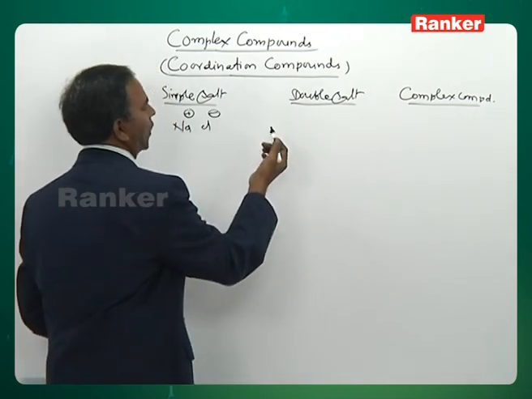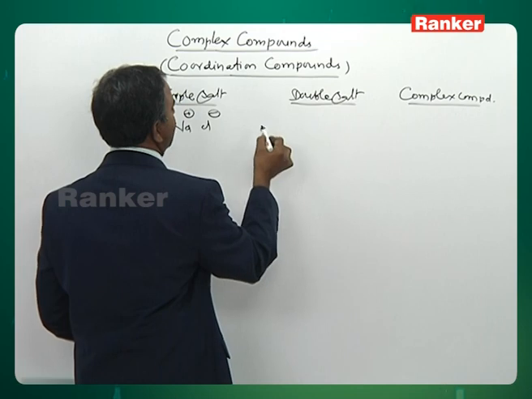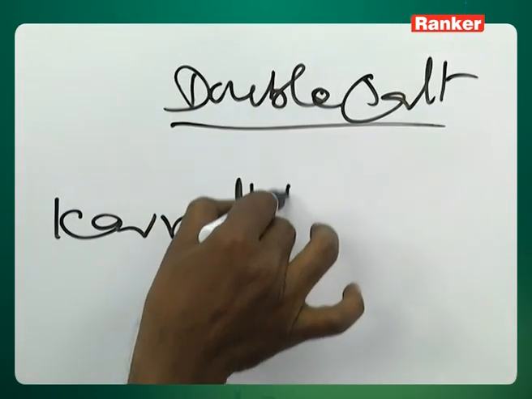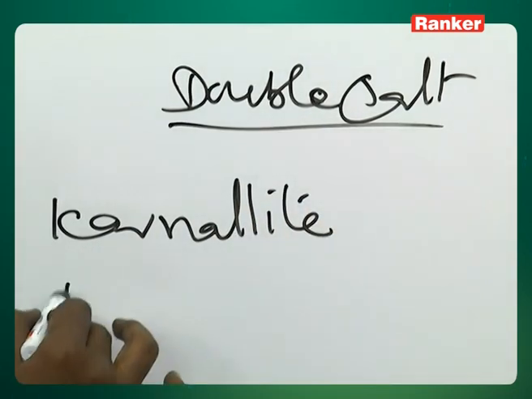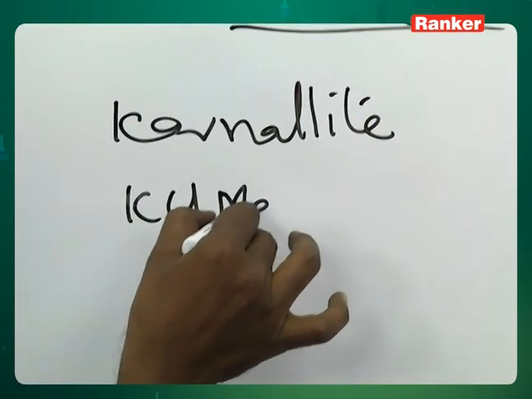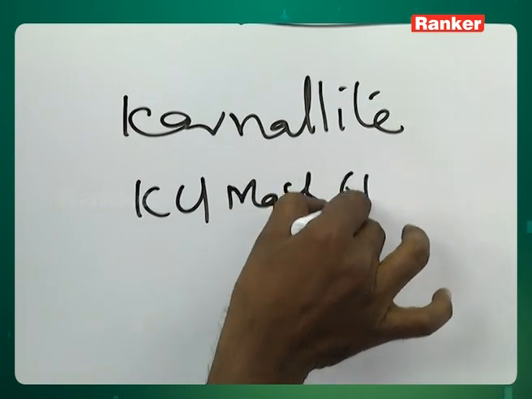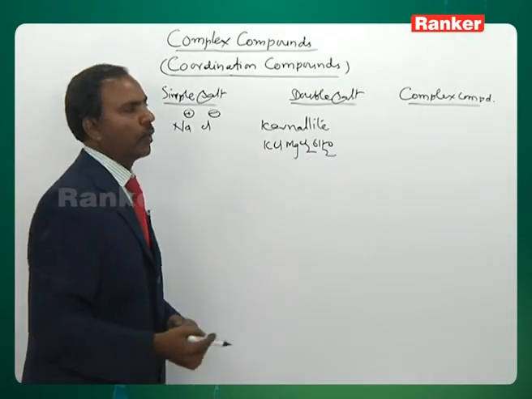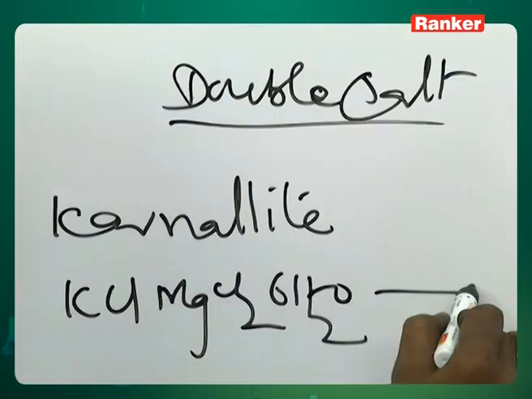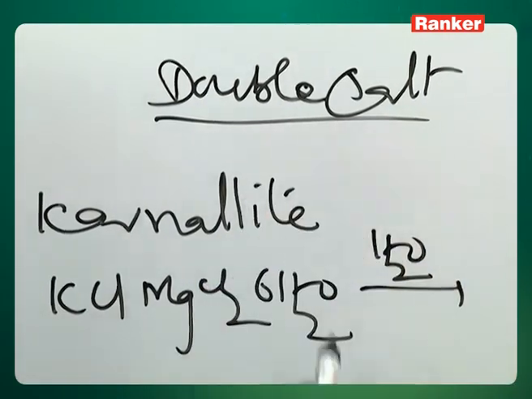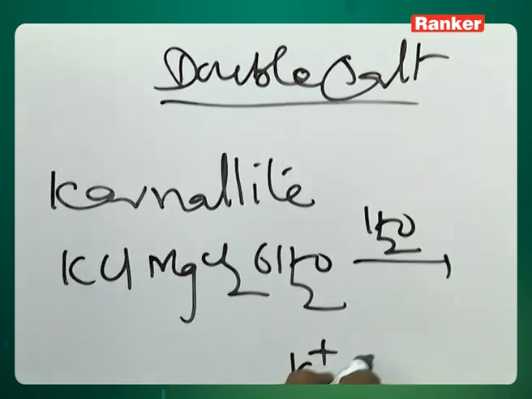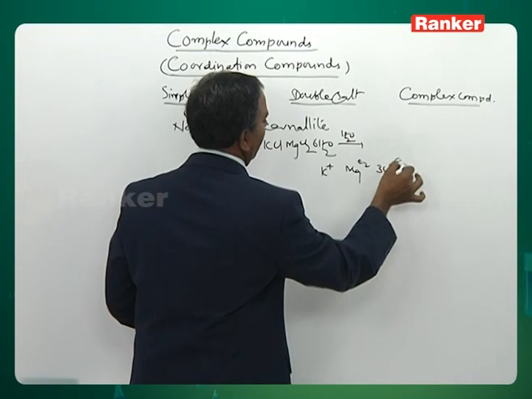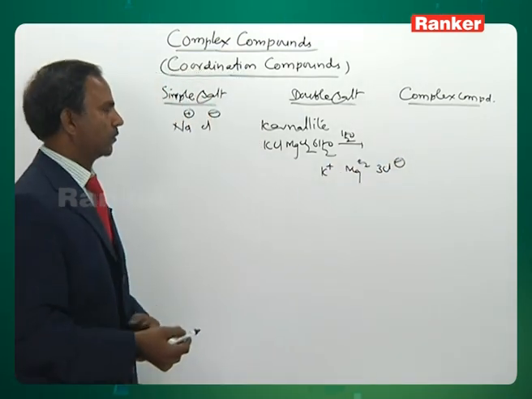Let me show one or two examples. Let us consider the first example, carnallite. It is KCl, MgCl2, 6H2O. Once you put it into an aqueous solvent like water, it completely ionizes to produce K+, Mg2+ and 3Cl- ions.